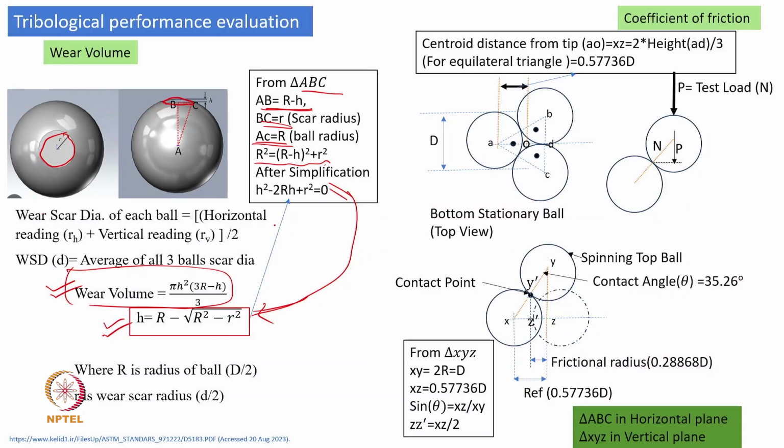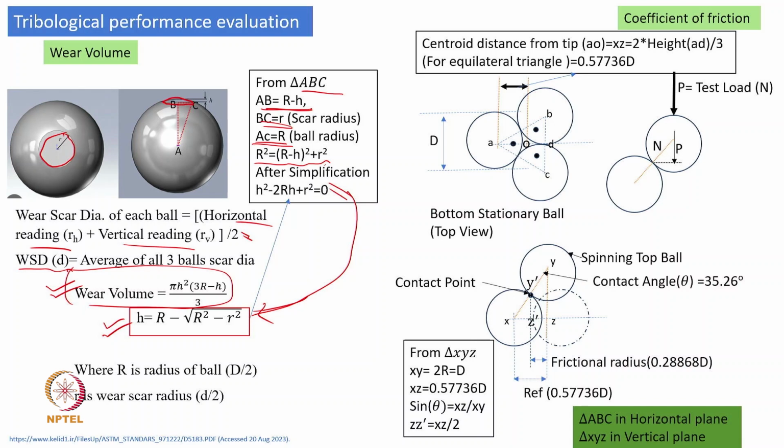Coming to the horizontal and the vertical direction, as I say, the radii are more or less the same. We take the average of that if there is a micron change here and there. While coming to the wear scar diameter, in this situation again we have 3 balls, so averaging is much easier. So this is a reliable result from that point of view.